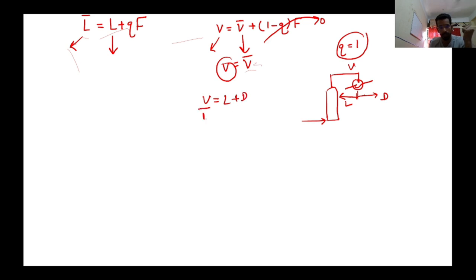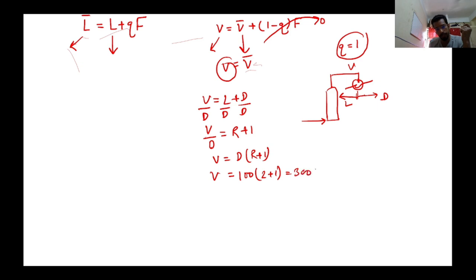I divide by D. V by D is equal to L by D plus D by D, that is R plus 1. So V is equal to D(R plus 1). V is equal to D is 100, R is 2 plus 1, is equal to 300 kilomole per hour, that is equal to V dash. So this is our final answer, 300. So the reflux ratio came 2 and the vapor rate in the stripping section is 300 kilomole per hour.